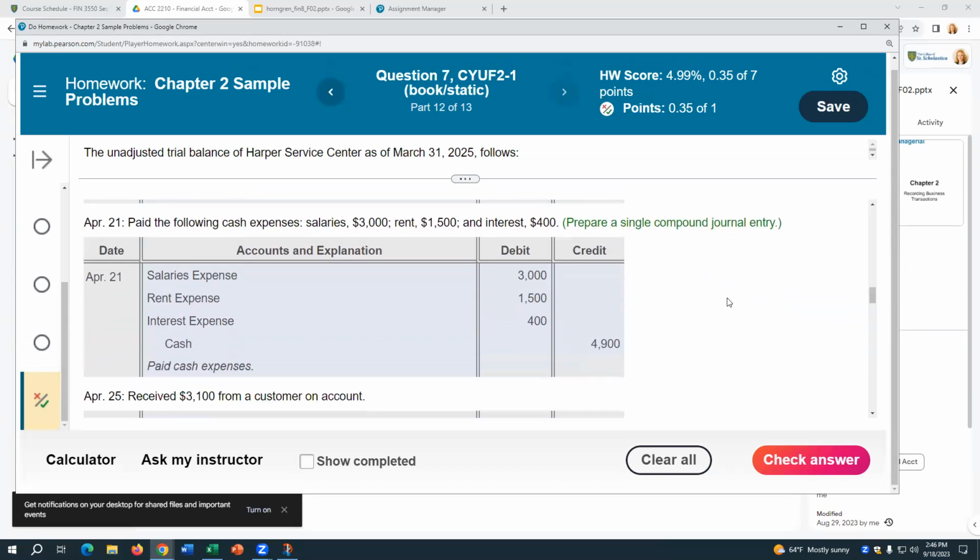Okay, so for the 21st, this one was kind of a more complex one because we had three things we paid for. We paid for salaries, we paid for rent, and we paid for interest. All of those, they're just saying that we expensed those. We're just paying them cash at the end of the month. So we're debiting all three of those expenses and then crediting cash. And then the description is paying cash expenses.